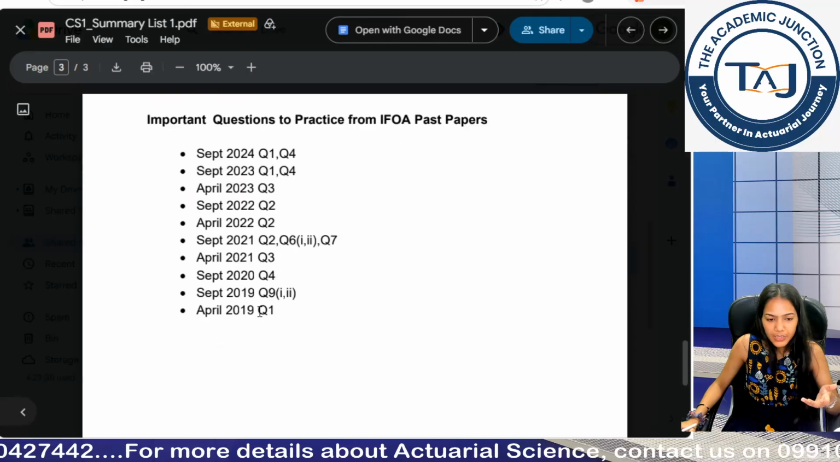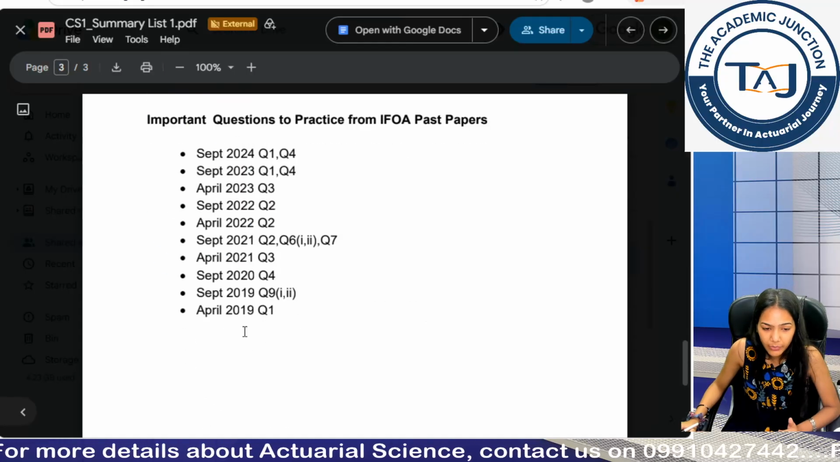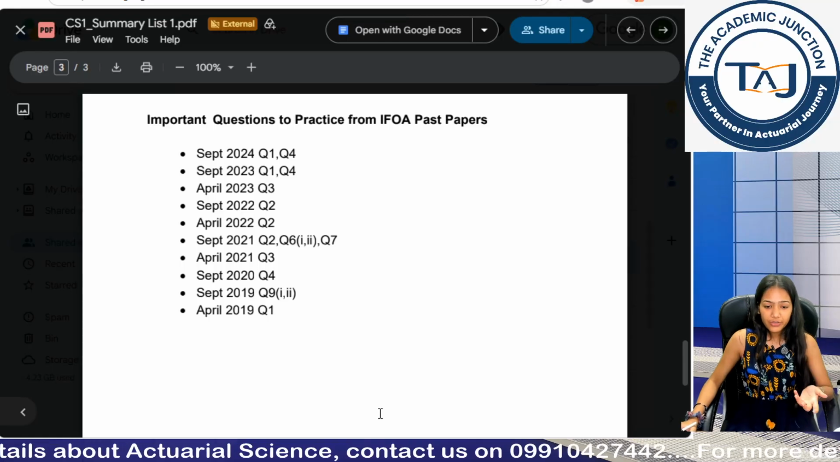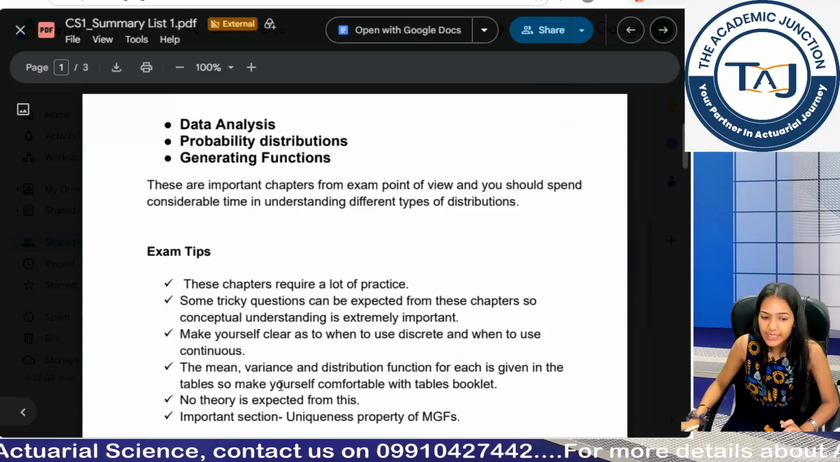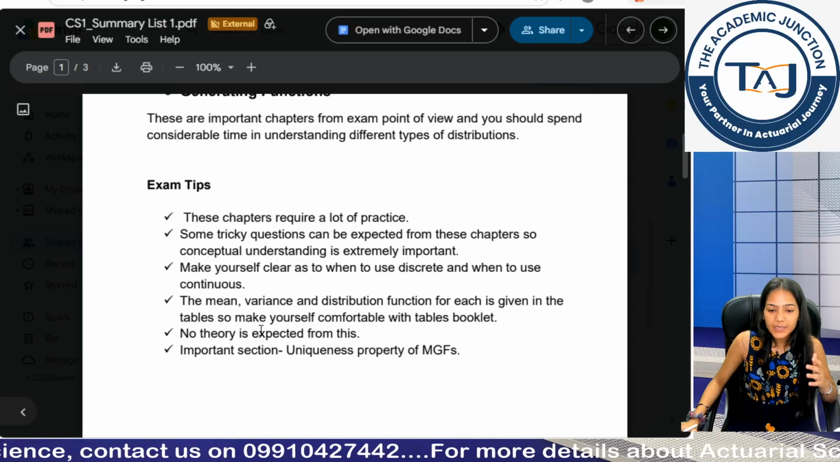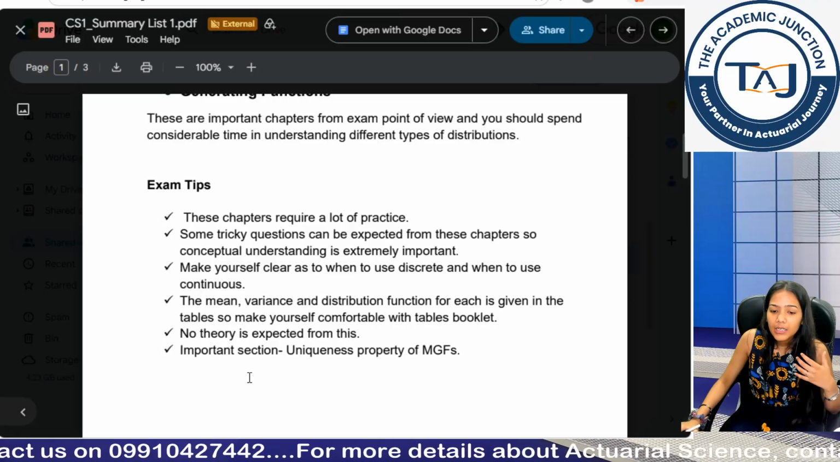Similarly, for IFOI students, we have September 2024 to April 2019 question papers, and you can use these summary lists to solve your questions. So these are made for your practice, and we have also provided exam tips on what these chapters basically require. Should we spend more time or less time on these papers, and how do we use this summary list.